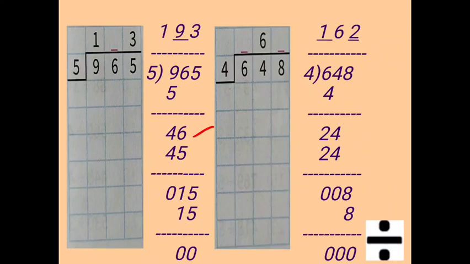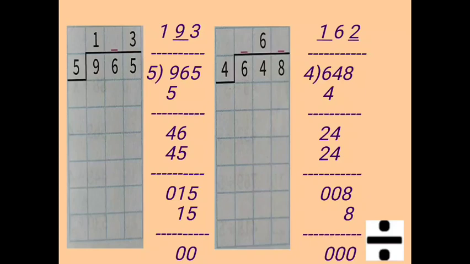Then you have to check in the 5 table, 46 is near to what? That is 5 9s are 45. 5 10s are 50, and 50 is greater than 46. So go for the number which is lesser than 46. So you'll get it as 5 9s are 45. Then subtract it. You'll get the remainder as 1.